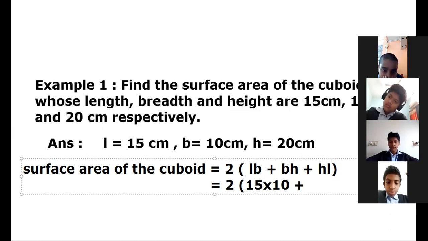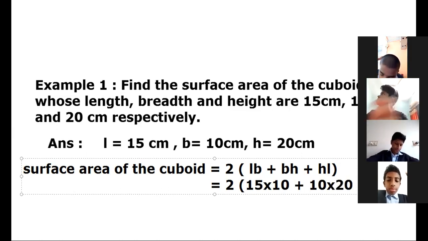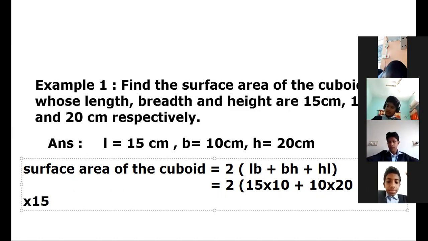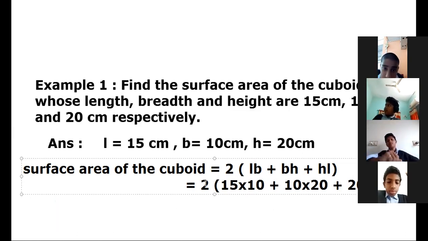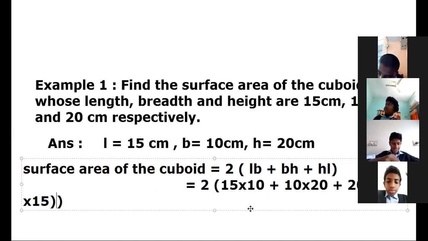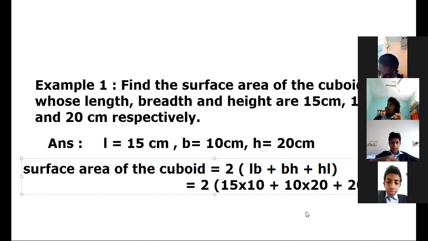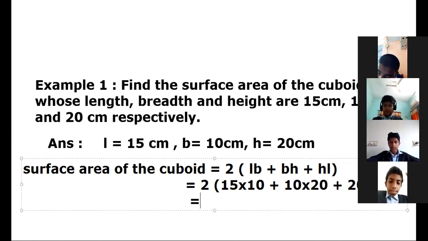Plus BH. Tell me BH. 10 into 20. Plus and finally HL. 20 into 15. Then closing. Oh, it's already there. Now calculation. 2 into stays right there.